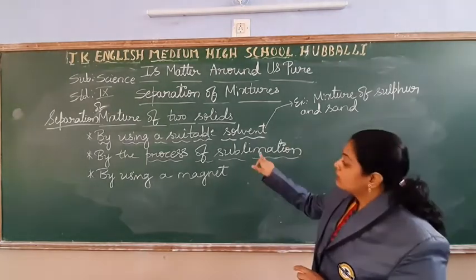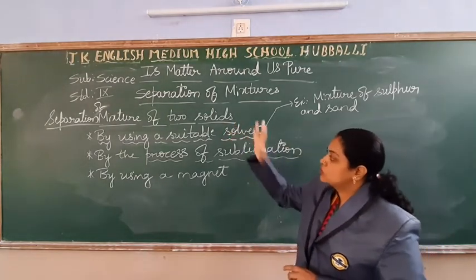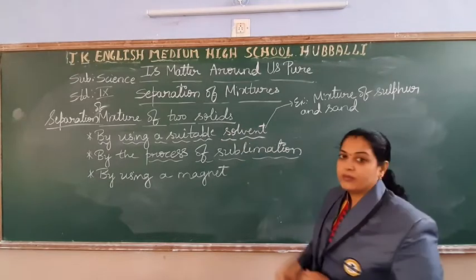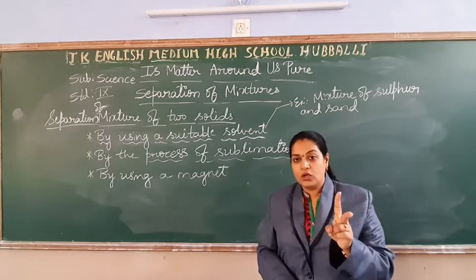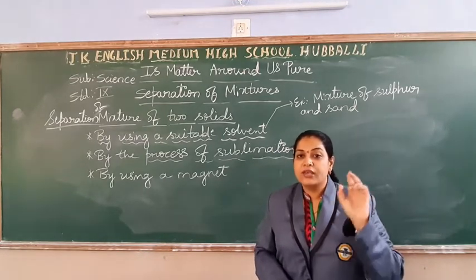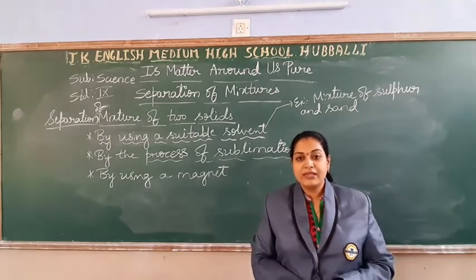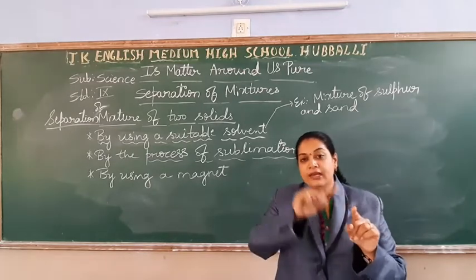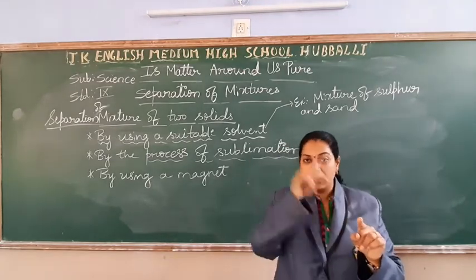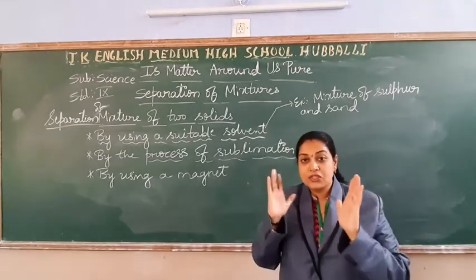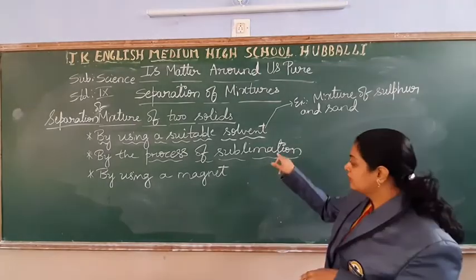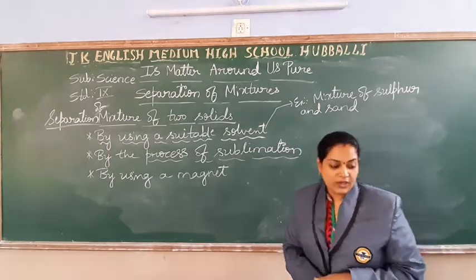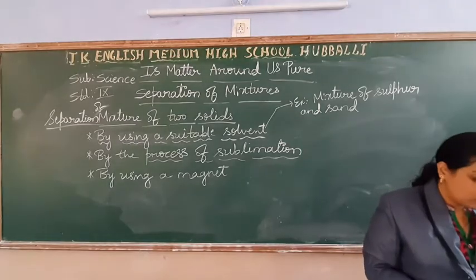Now we are going to separate two solids by using the sublimation process. In that mixture of two solids, any one solid should be a sublimate. Sublimate in the sense that it should convert directly from solid to gas, gas to solid. That type of substance should be there in your mixture. Then only you can go for this method.